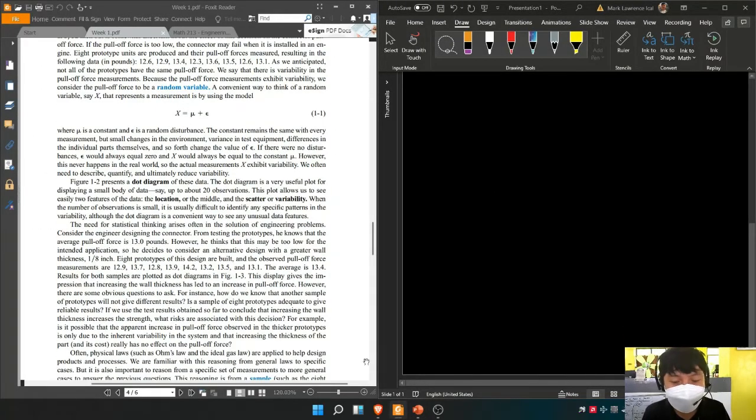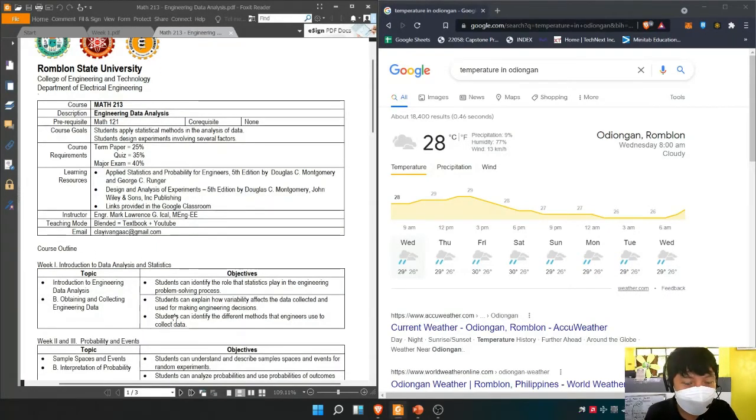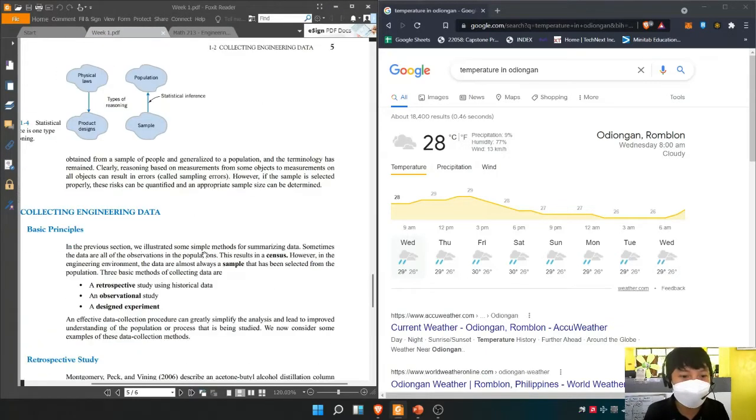Alright, so I guess na-satisfy na natin yung requirements. Okay, dito na tayo sa different methods in collecting data. Alright, so collecting engineering data tayo.